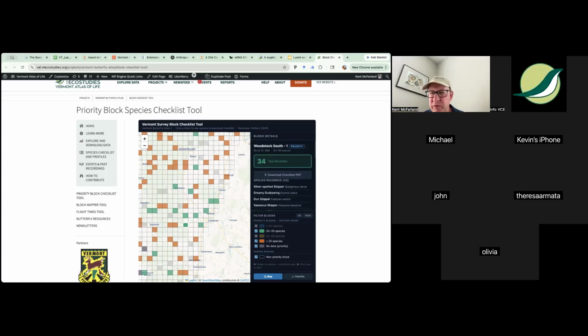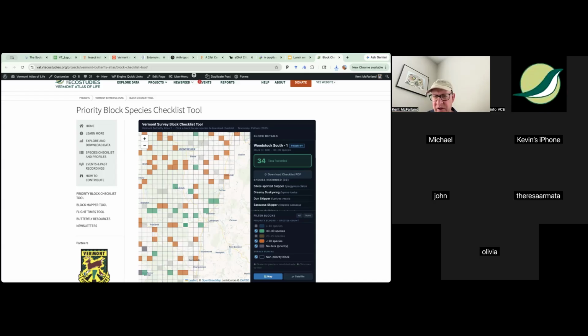But the neat thing, I think, is you can download a checklist. I just downloaded it and it's a PDF and it shows every butterfly in order in the state of Vermont and it automatically checks off the 34 taxa already recorded. So you can download that, print it out on your printer. It's just black and white. And then as you work on that block, you can check off with a pen the new species you're finding and keep track yourself also.